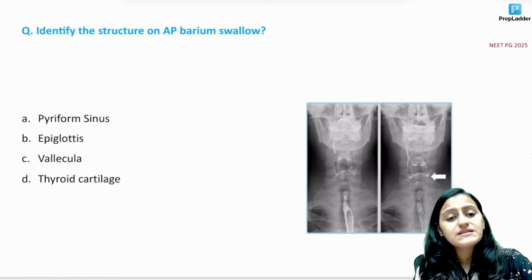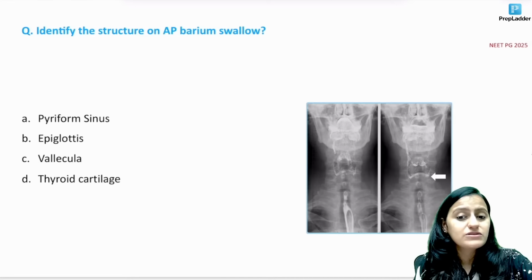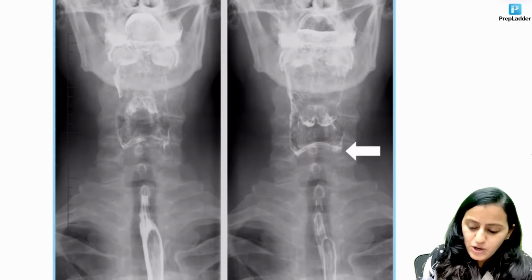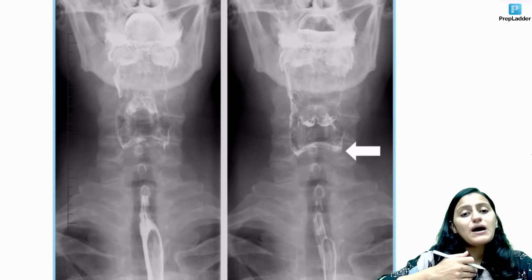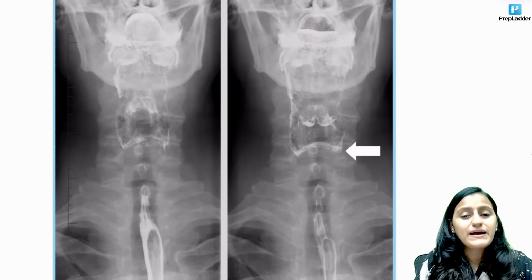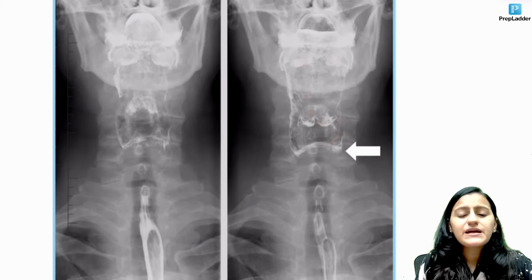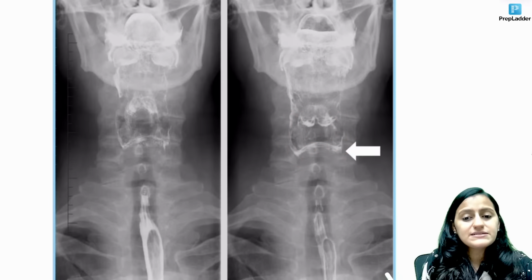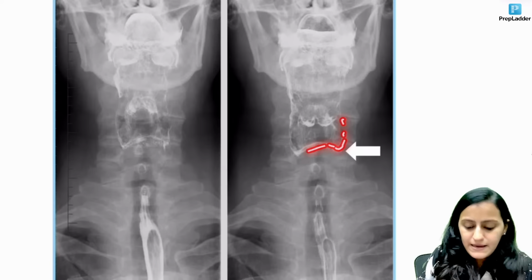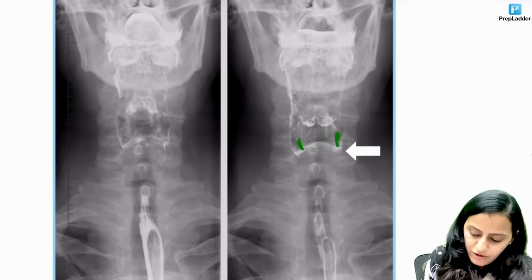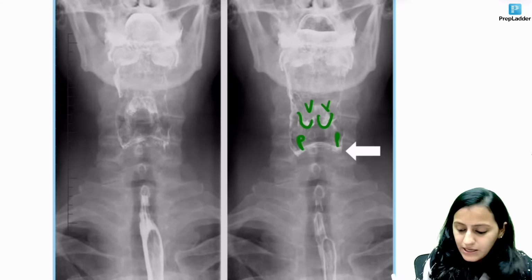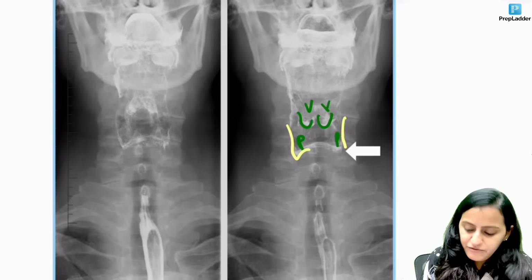Is it pyriform sinus, epiglottis, vallecula, or thyroid cartilage? So look at this barium swallow. Remember, the barium is going from the mouth itself. So you are seeing here tongue में white, फिर hypopharynx में यहाँ पे white दिखेगा. So this pointed lower part that you are seeing lined with this white barium, this is going to be pyriform sinus. And the upper rounded ones, these are going to be vallecula. Okay, those are the vallecula, and this is the pyriform sinus.